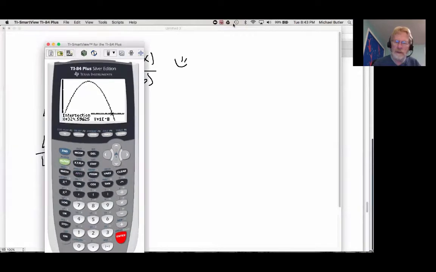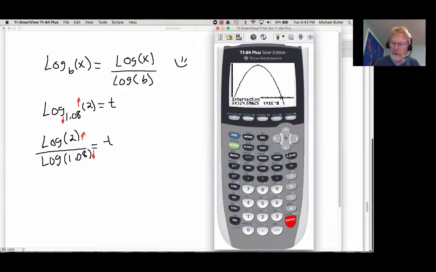So now what that says is I'm going to come in here, clear all this out, and we're going to go log of 2 divided by log of 1.08. And it says it takes basically 9 years for this investment to double. Yes, no, maybe? Yeah. Okay.